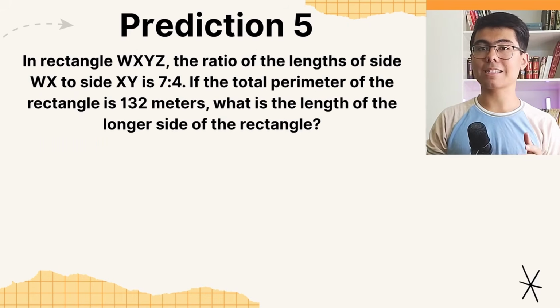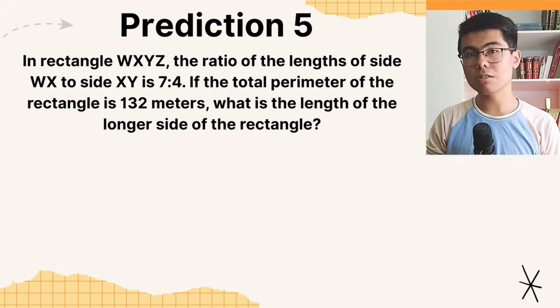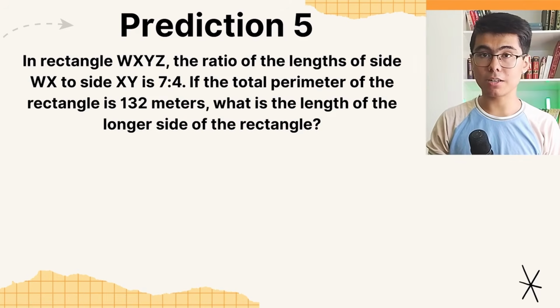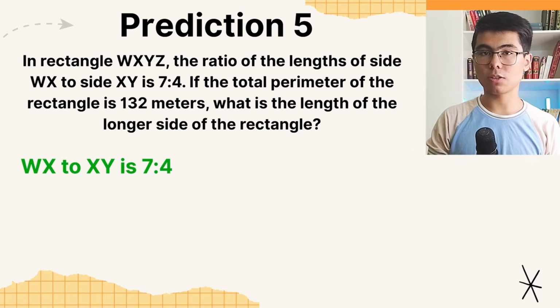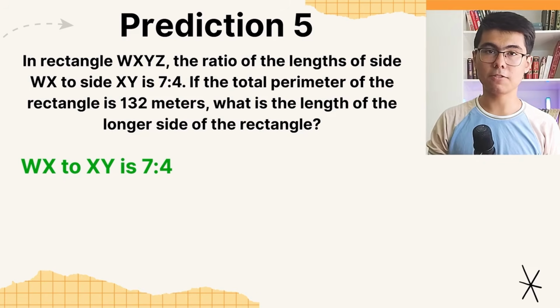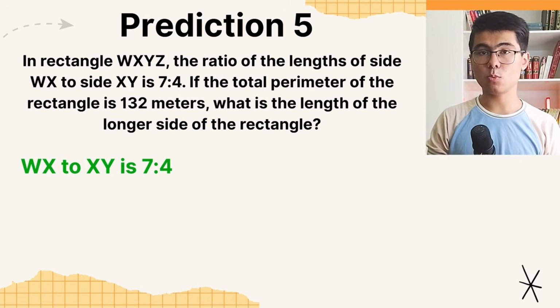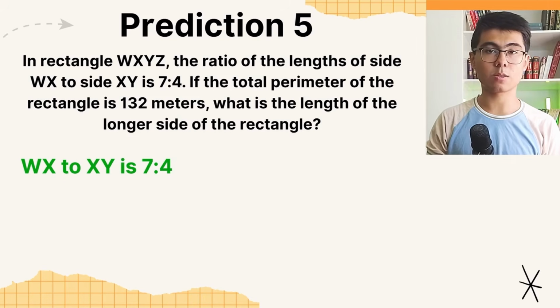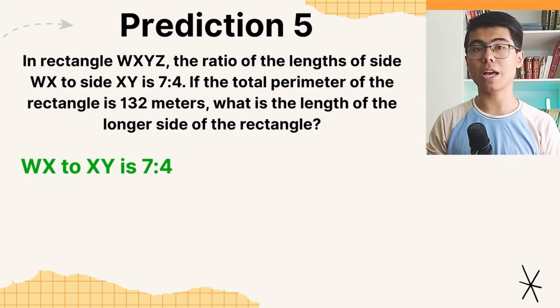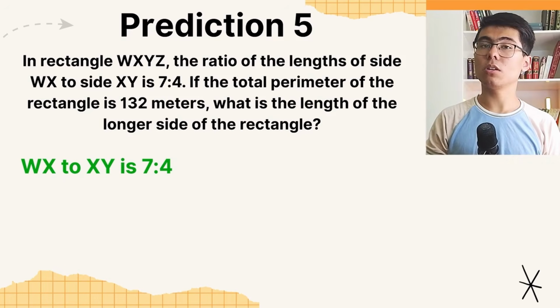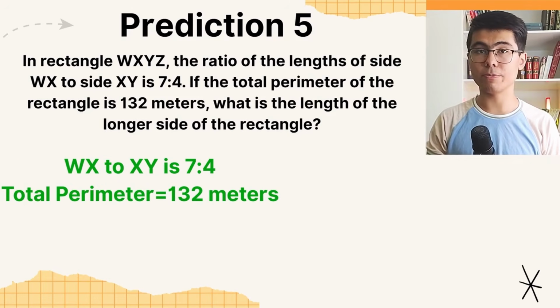So here they're asking us to find the length of the longer side of a rectangle given a ratio and the perimeter. So this is way more straightforward than exponential stuff, but let's carefully read the story. In rectangle WXYZ, the ratio of WX to XY is 7:4, and the total perimeter is 132 meters.